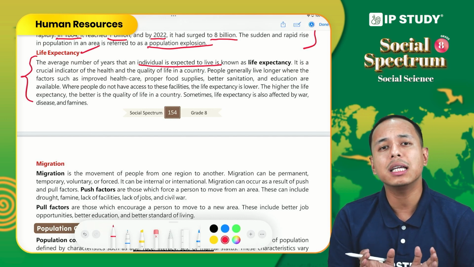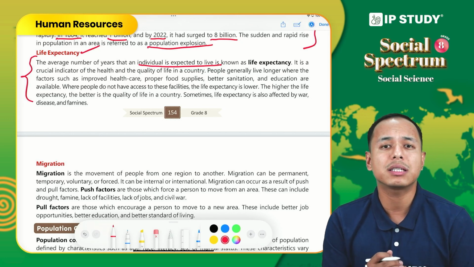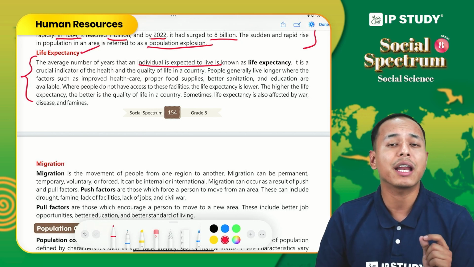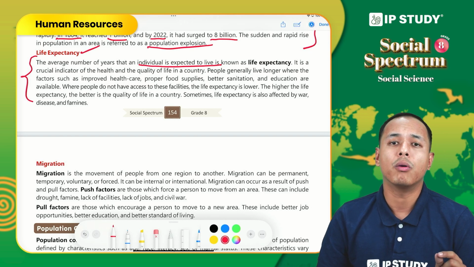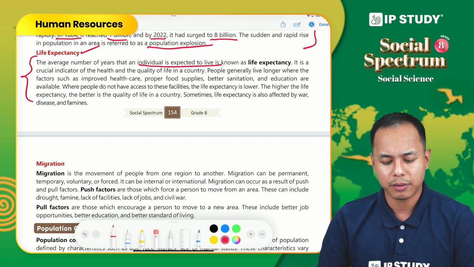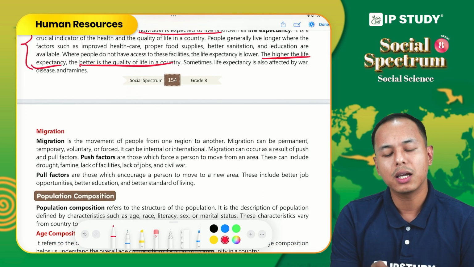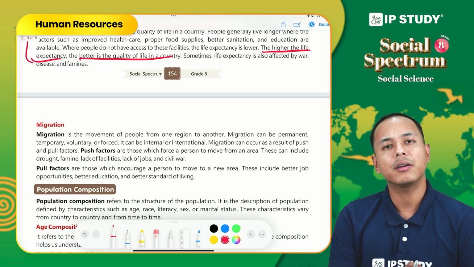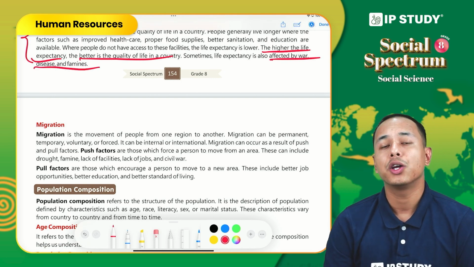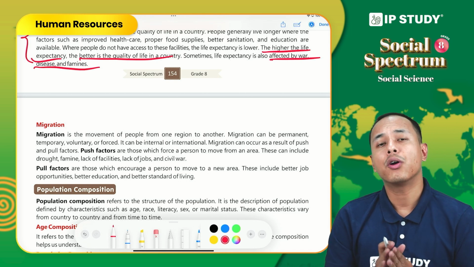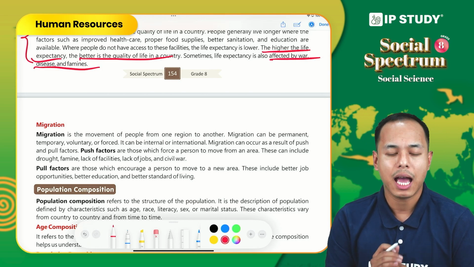So in countries that fulfill all these criteria, babies born there are expected to live a longer life in comparison to people or babies who are born in underdeveloped countries. So the higher the life expectancy, the better is the quality of life in a country. However, we should understand life expectancy is also influenced by war, disease and famine. In COVID, a huge number of people died, not only in underdeveloped countries but also in developed countries. So pandemics or diseases, and during war, the same thing happens.